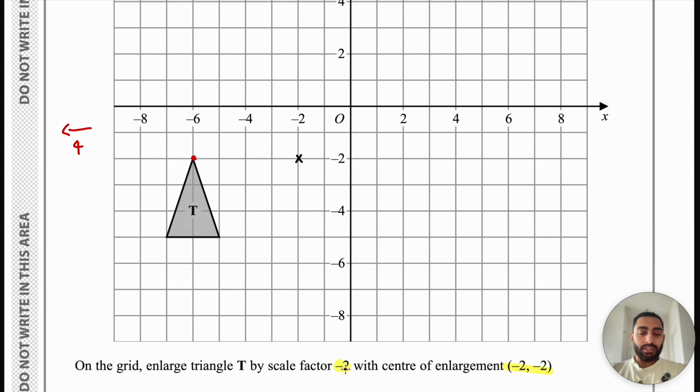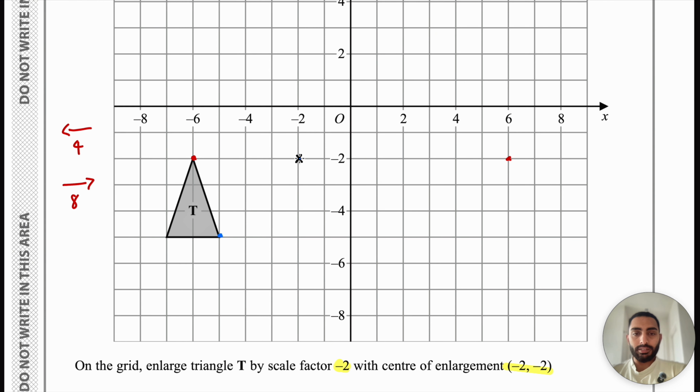I need to enlarge this by a scale factor of -2, so I'm going to multiply this by 2, which is 8, and I'm going to go in the opposite direction because it's a negative. Because we were going left previously, we're going to go right now. We're going right by 8 from our center of enlargement. So that's 1, 2, 3, 4, 5, 6, 7, and 8. So this point would match up with this point here. I'm going to do this one next.